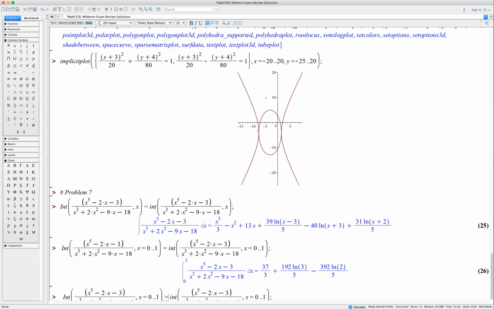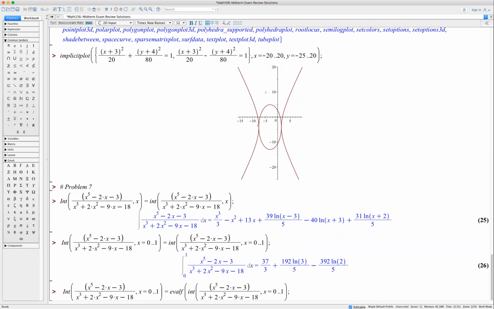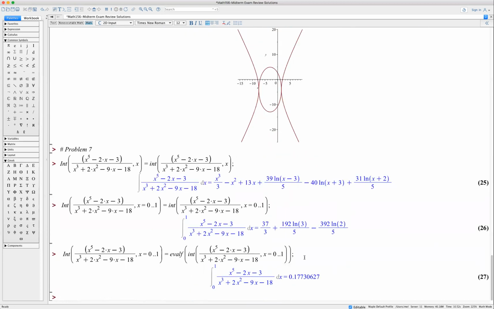If I wanted the answer as a decimal, I could just write evalf around this. And this whole number turns out to be 0.177.